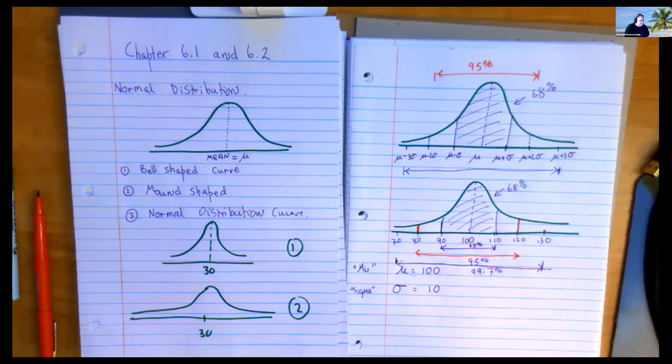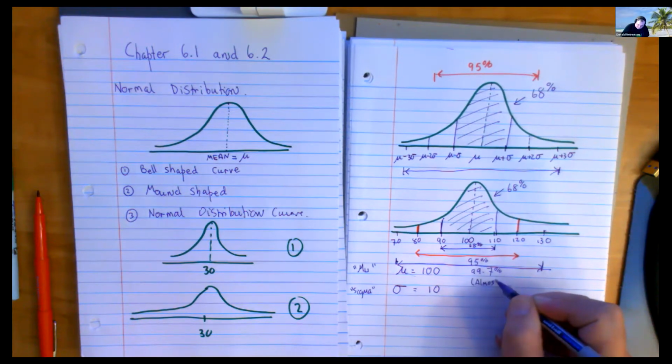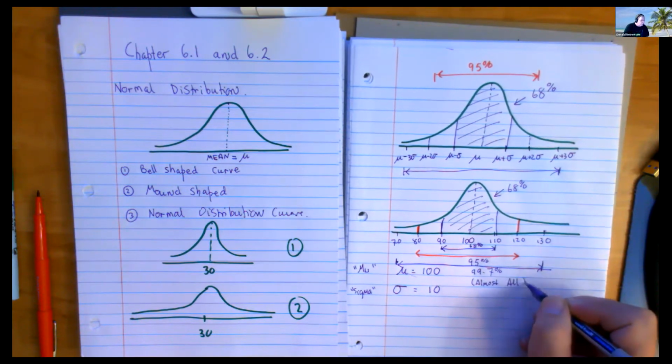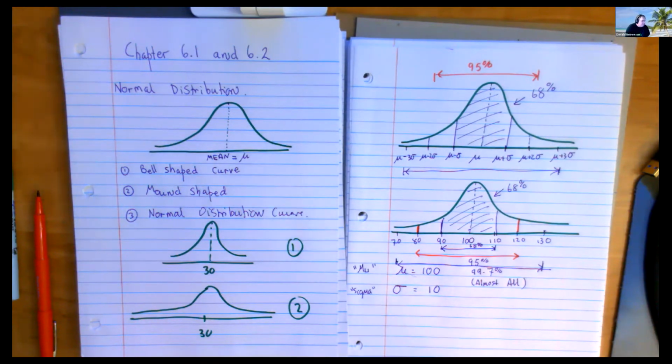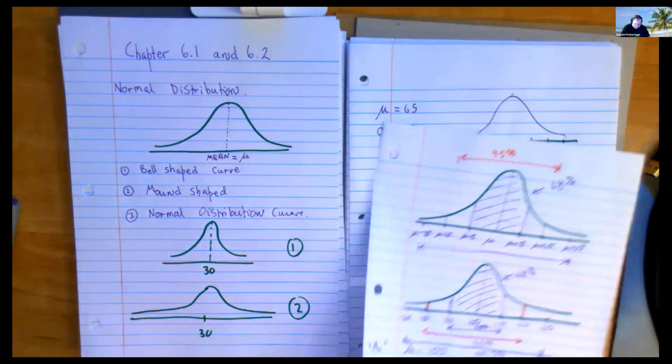99.7%. That's pretty much everybody, isn't it? 99.7% of the population. The book just calls it almost all, meaning everybody. So we can estimate pretty accurately what percentage of the population lies between any 2 given values, between 1 and 2 and 3 standard deviations.